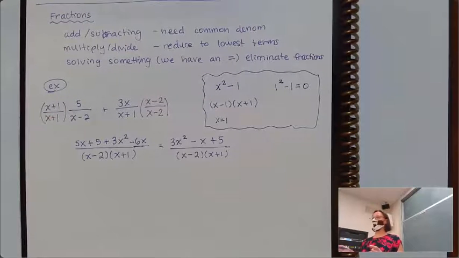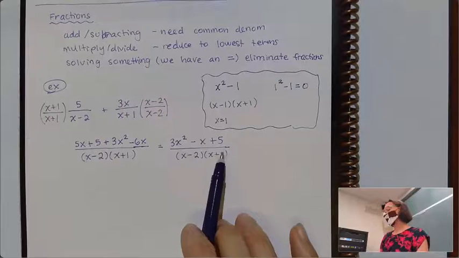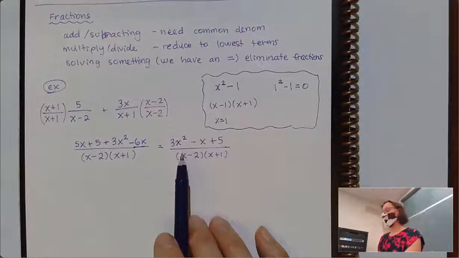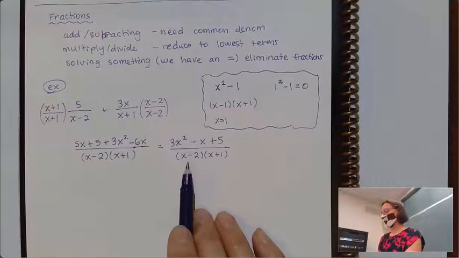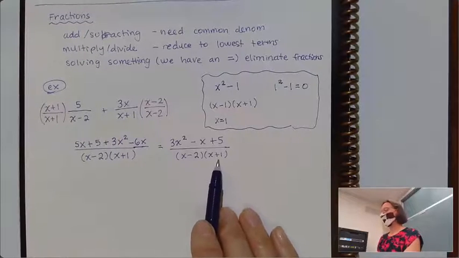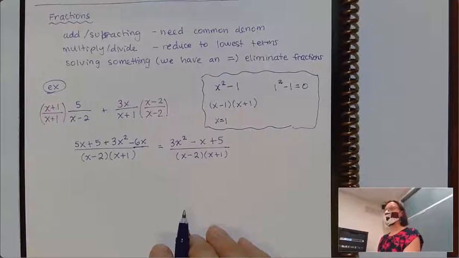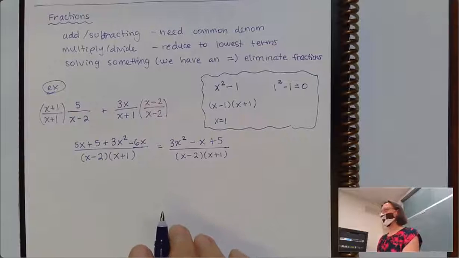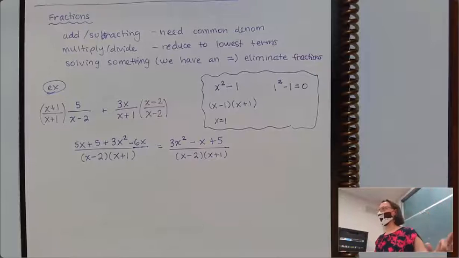You don't have to use this. I'm just throwing it out there. If this is not in the most reduced form, then when I plug in 2 to the top, or when I plug in negative 1 to the top, I should get 0. If I don't, then this was already in the most reduced form. This is just like a fun party trick.